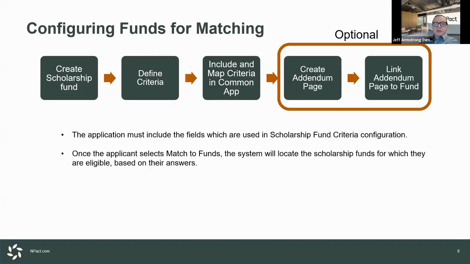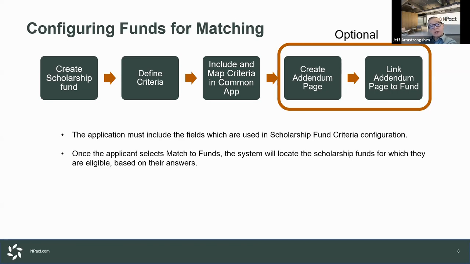So that's funds at a high level. We'll walk through the screens and show how it all works, and we'll also talk about configuring the funds for matching. So here it is at a high level. You create a scholarship fund. On that fund record, you set up the criteria for eligibility for applicants. When you've set up your common application, you map the fields in that application back to the appropriate criteria fields on that scholarship fund, right?